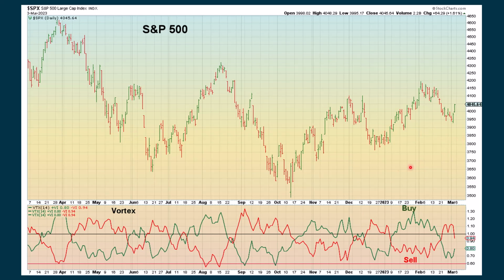The vortex indicator, it's still negative, but the red line is really declining and the green line is really starting to come up. I haven't been showing this. I usually will show this after we see a cross. We could see a cross if prices keep going up, but we're not seeing that yet.